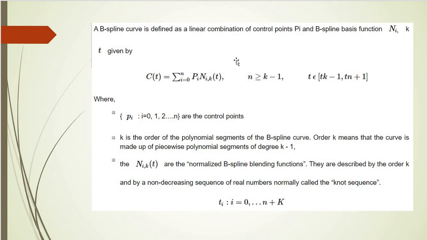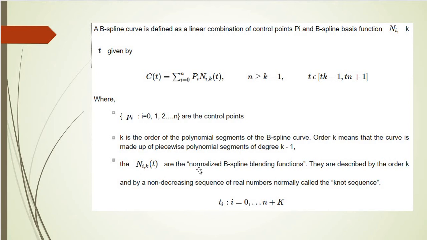So C of t is equal to summation of i equals 0 to n of Pi Nik of t, where n is less than or equal to k minus 1, t belongs to [t(k-1), t(n+1)], where Pi is nothing but your control points, k is the order of polynomial segment of B-spline curve. Order k means that the curve is made of piecewise polynomial segments of degree k minus 1.